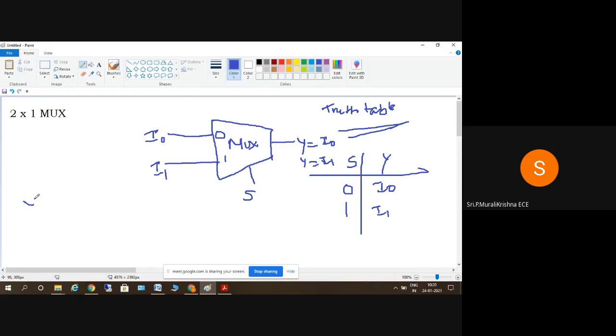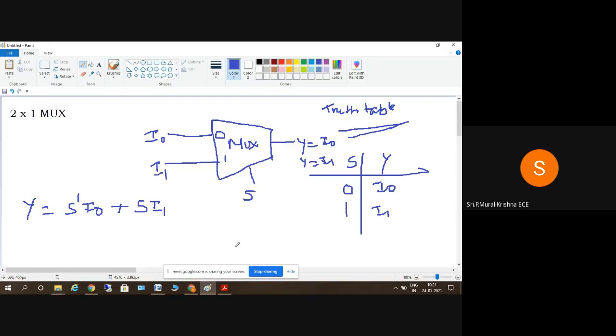Now I have to write the equation for Y. Generally I check for ones in the output column, but here we need all of I0 and I1, so we'll write the equation for each term. So the equation will be Y = S' I0 + S I1.